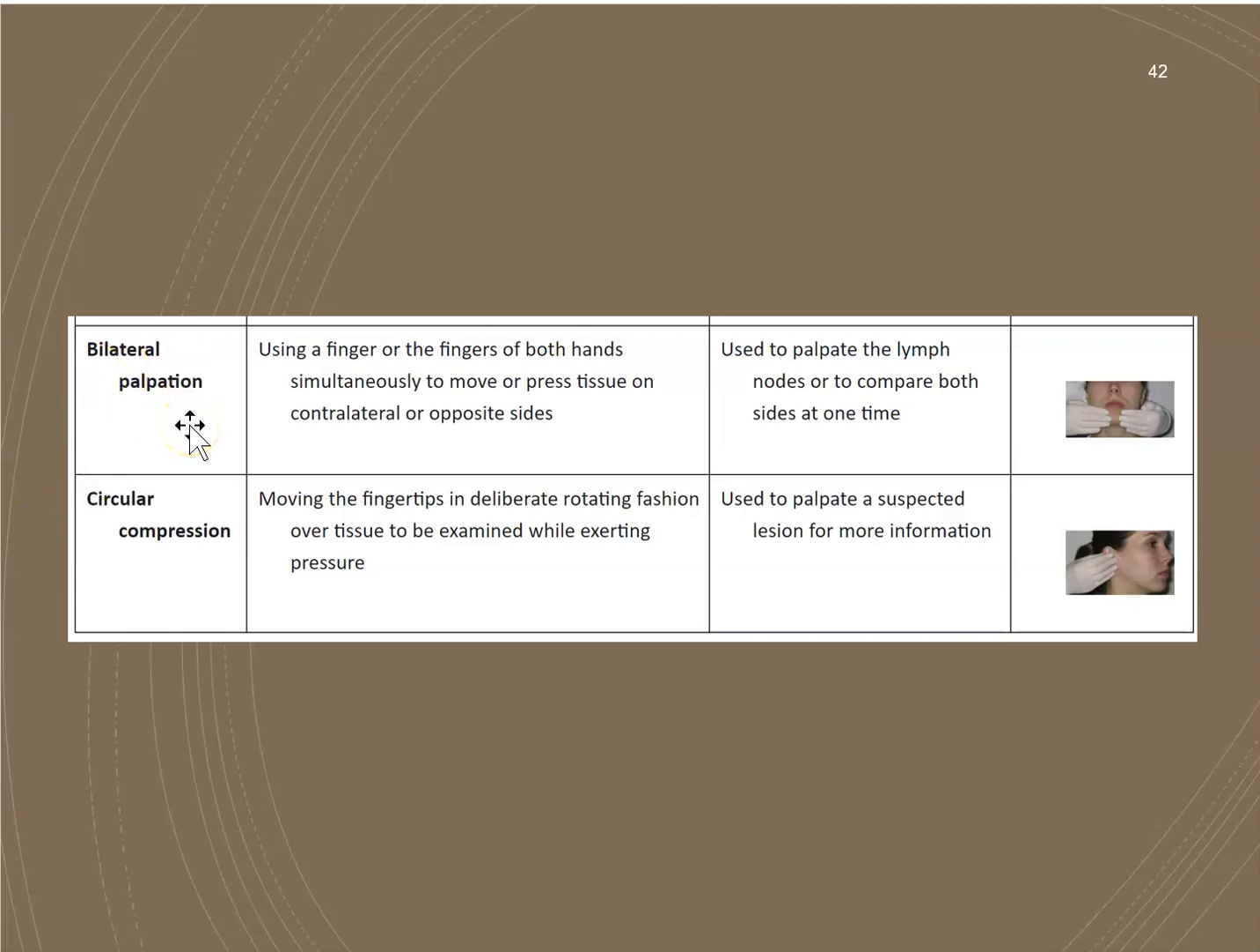Bilateral palpation is when you're using a finger, or fingers, of both hands. So you're using two hands, and you're using it to palpate the lymph nodes to compare both sides at one time. Circular compression is when you're moving the fingertips in a deliberate rotating fashion. Let's say you suspect a lesion and you want to palpate it to see what it really feels like; you might want to use circular compression at that time.